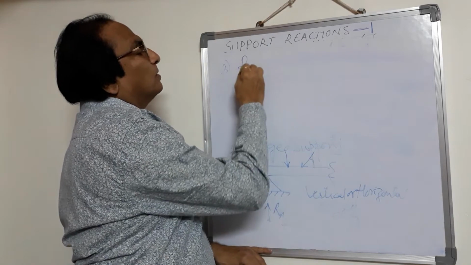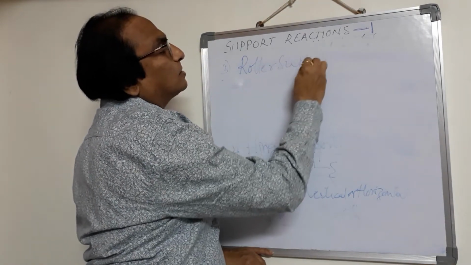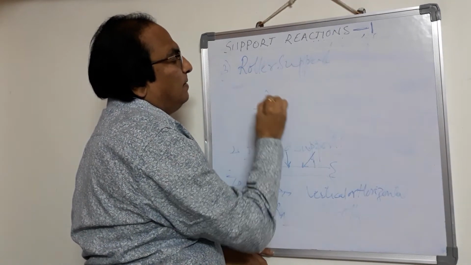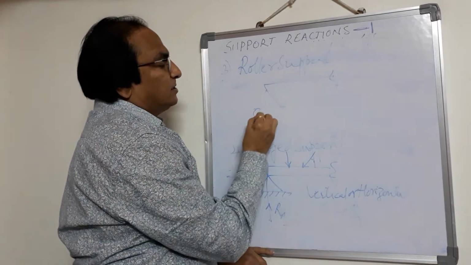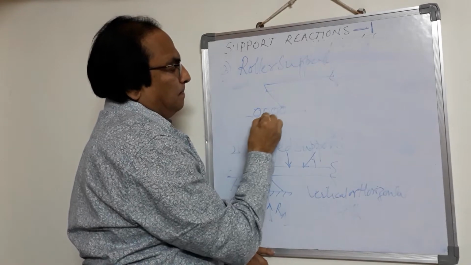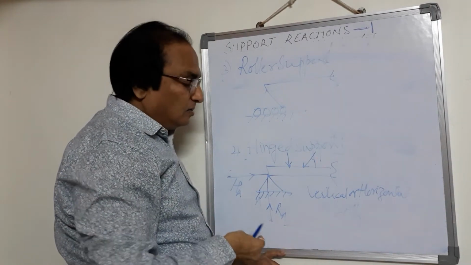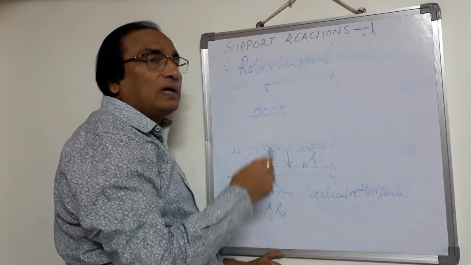Roller support. Suppose this is a beam, also portion. This is a roller. This is a roller support. Now the difference between the hinge and roller is that a hinge cannot move horizontally or vertically.